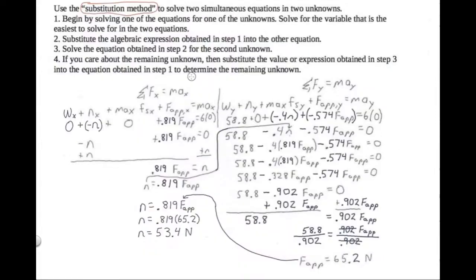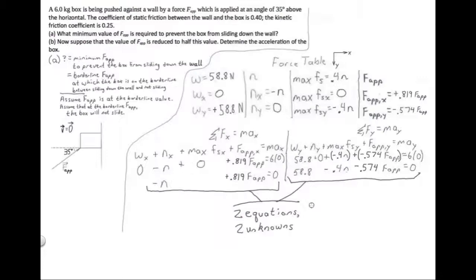For part A, we used the substitution method to solve a system of two equations in two unknowns. Here's a summary of the steps involved in the substitution method. Remember again that we saw that the substitution method was likely to be effective here because we had a system of two equations with a total of two unknowns.